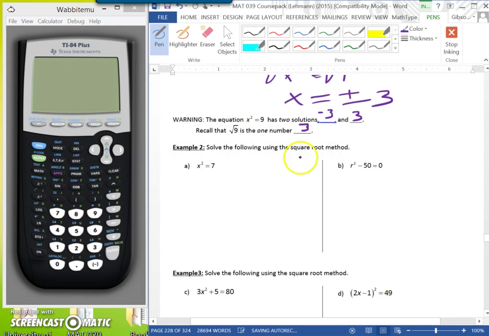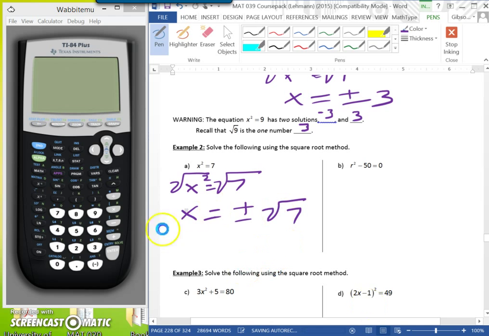Okay, so now we go down here. Solve the following using the square root method. Now we have x squared is equal to 7. We'll take the square root of both sides, and we have x is equal to positive and negative square root of 7. And we can't do anything else with the square root of 7 aside from putting it in the calculator.